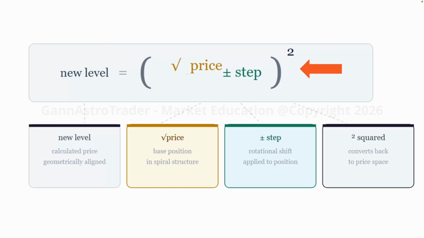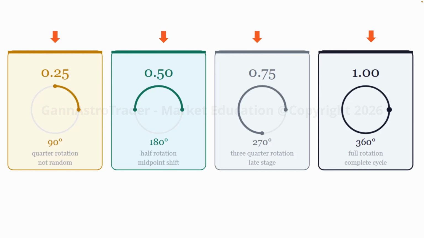The formula for this transformation is expressed as the square root of price plus or minus a step value, all squared. Here, the base price represents the starting position, and the step value represents the amount of rotation applied. This formula allows us to calculate new price levels that align with geometric structure rather than arbitrary distance. Each step value corresponds to a specific rotational shift within the cycle.